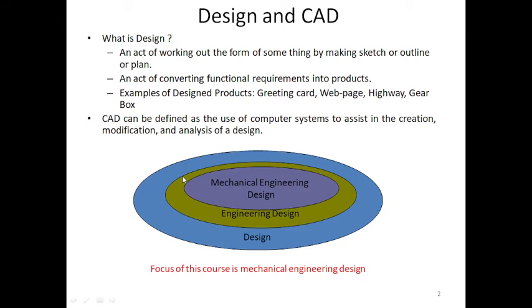So let us start with the terminology that is used for design and CAD. A design is basically an act of working out the form of something by making a sketch or an outline or a plan, or it is also called the act of converting functional requirements into products. So this is the definition more or less we use in engineering design. Some examples of design products are greeting card, web page, highway, gearbox.